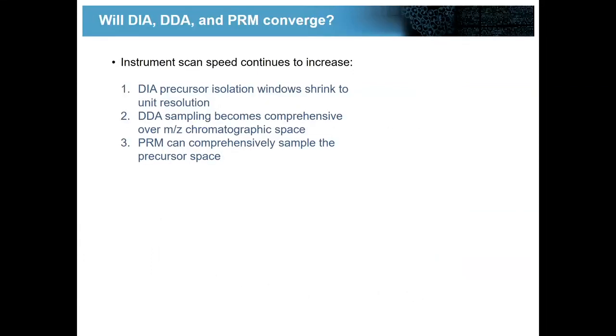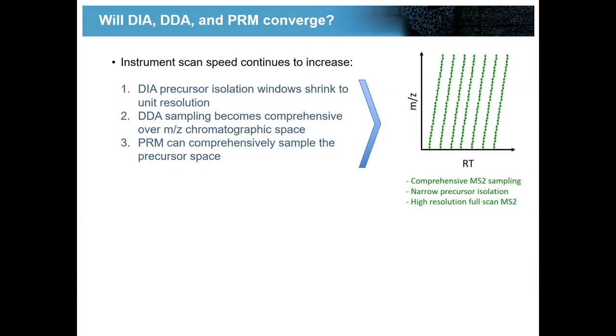It's also interesting to talk about what might happen in the future. As instrument scan speed continues to increase, you could imagine ending up with a method where the DIA precursor isolation shrinks to basically unit resolution, or equivalently, the DDA sampling becomes so dense that you have essentially MS2 sampling over the whole m/z and chromatographic space. Or you could imagine it like PRM that can comprehensively sample the whole precursor space, right? These are all basically the same thing, and this might eventually happen. And you end up with a kind of super method that samples the precursor space very densely with narrow precursor isolation windows and high resolution full scan MS2 and so on.